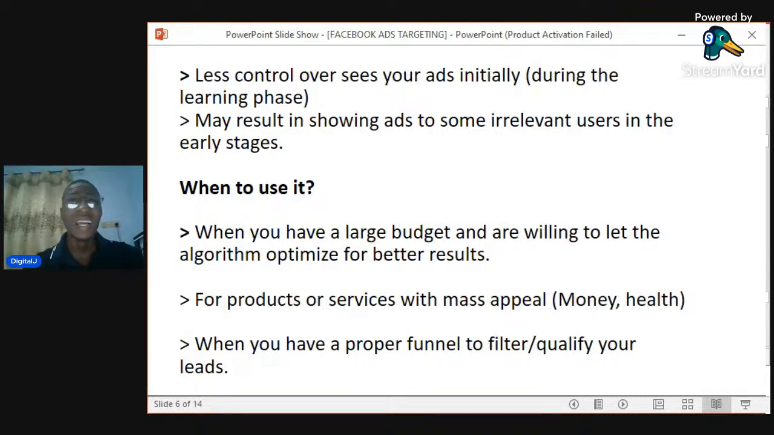They might just click on your ads because they feel as if the picture is nice, the picture is fine, the video is fine. By so doing, they are wasting your money, and you are also wasting money too. But all this happens in the early stages of the ads, during the learning phase, because Facebook is still struggling to actually find the perfect audience for your services or for your product.